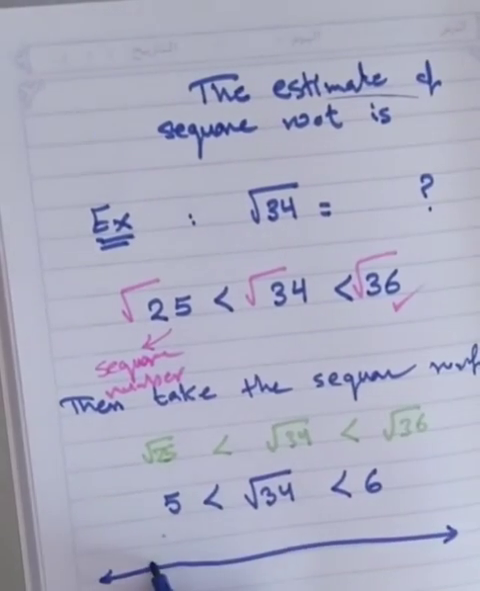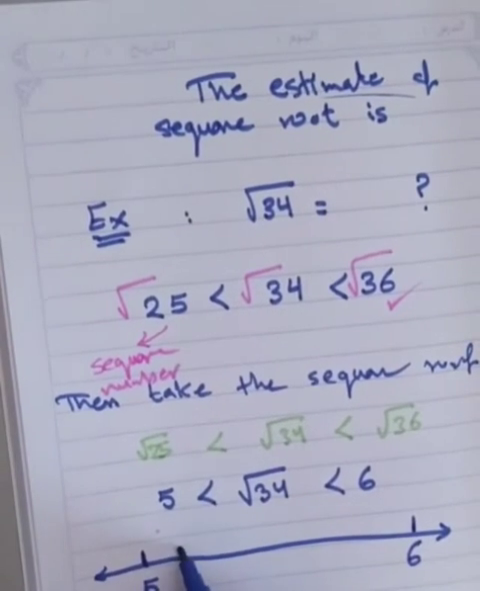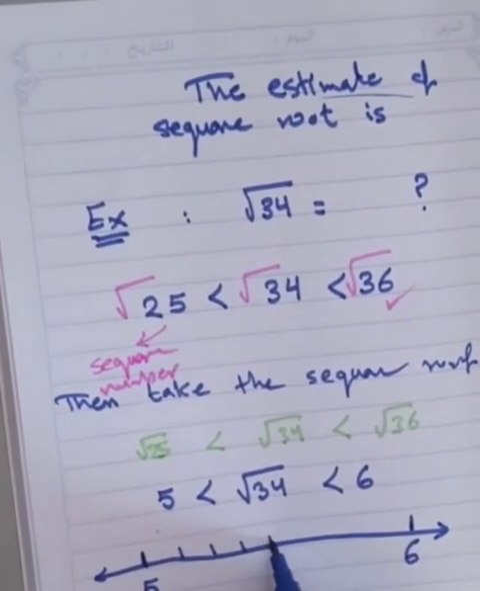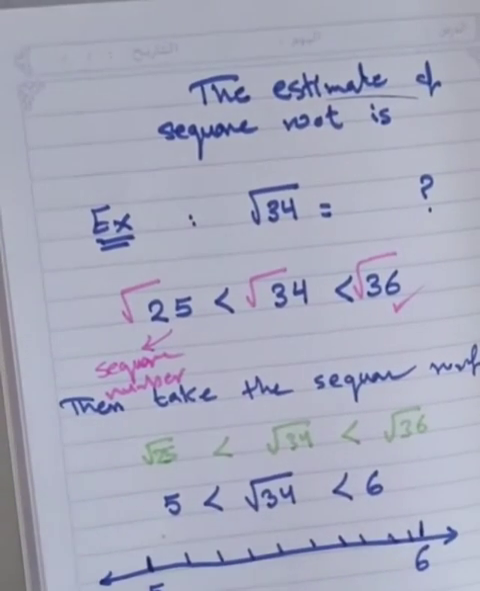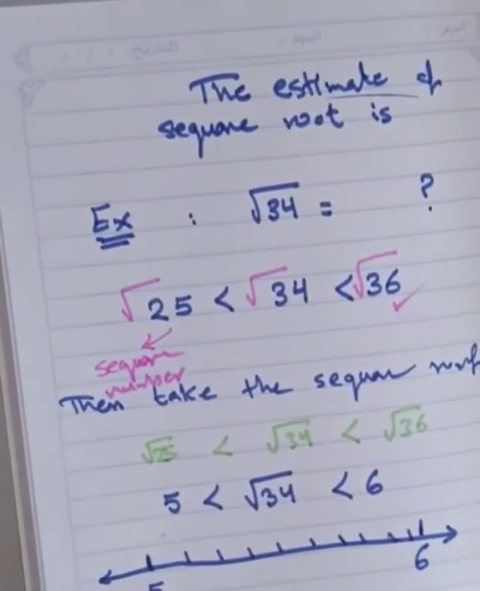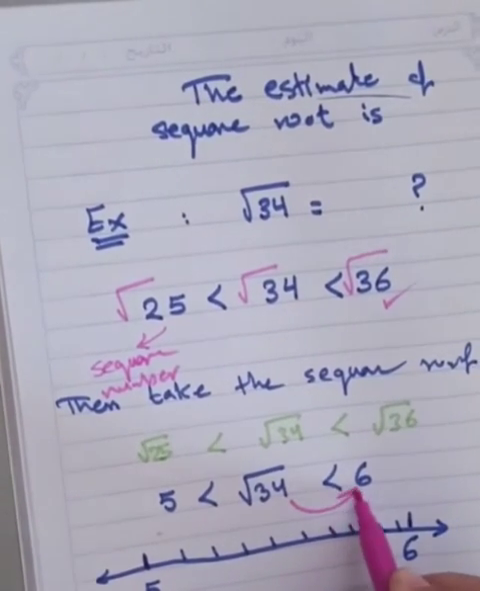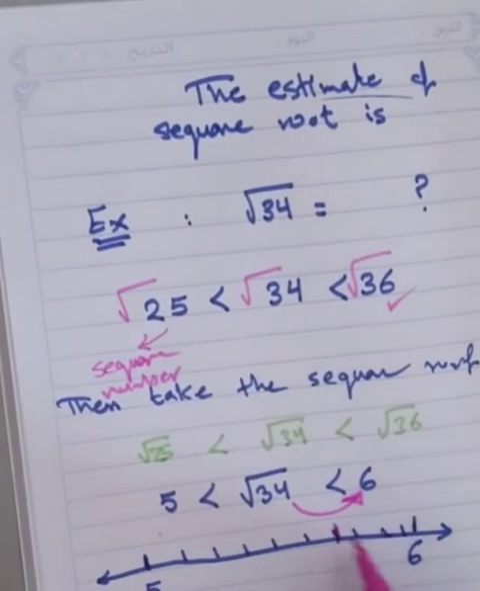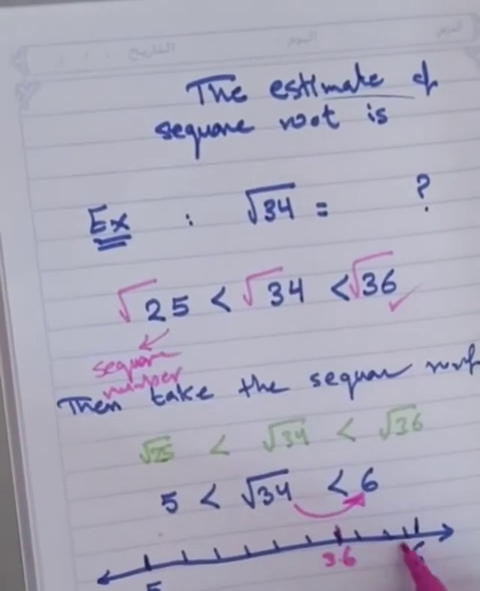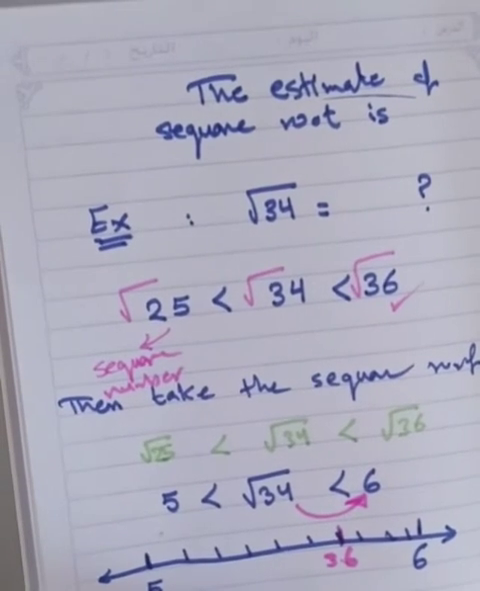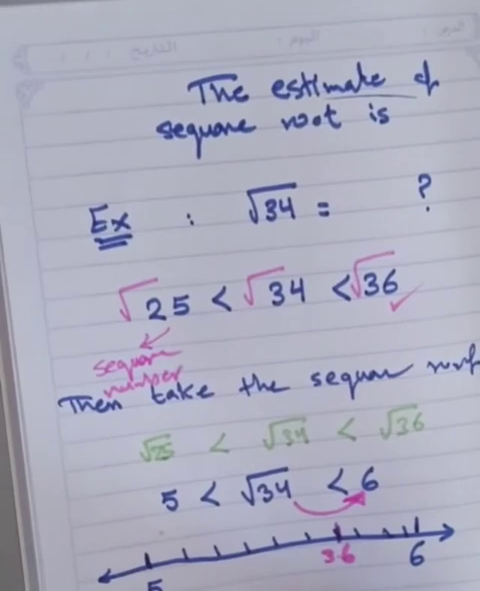Step 3, we draw a number line and put 5 and 6 on this line and create decimals as 10 decimals. But 34 is approaching 36, so it approaches 6. So the square root of 34 is 5.6 or 5.7 or 5.8 or 5.9.